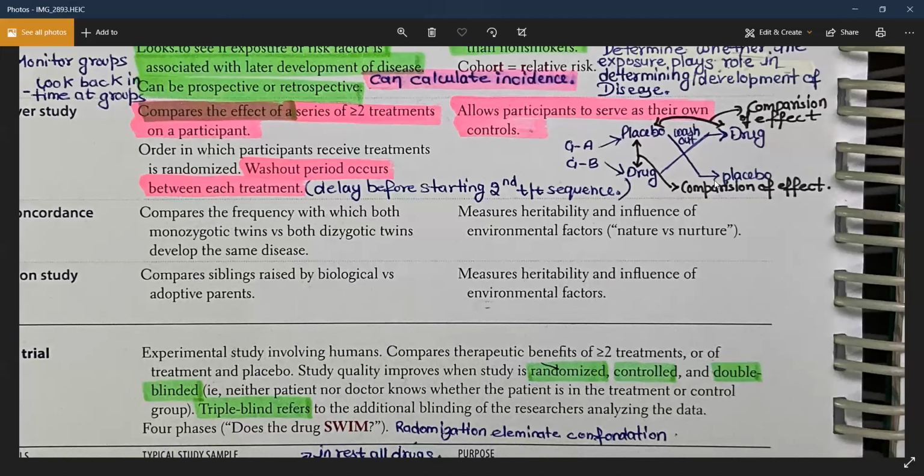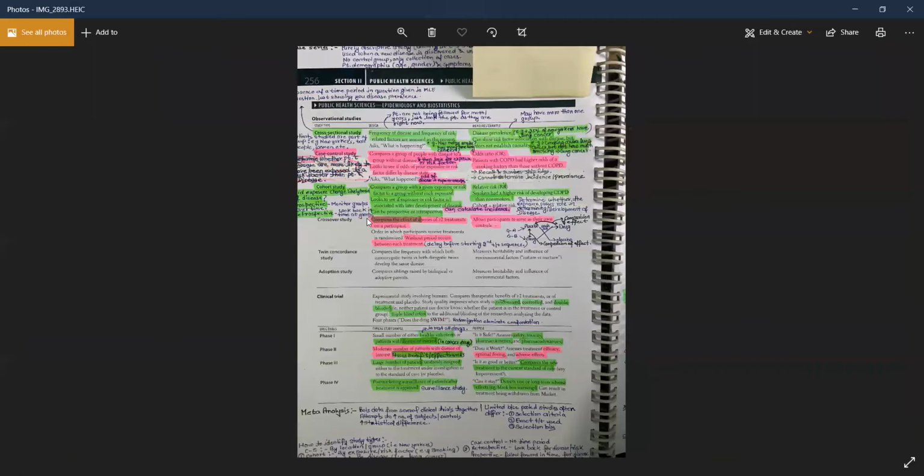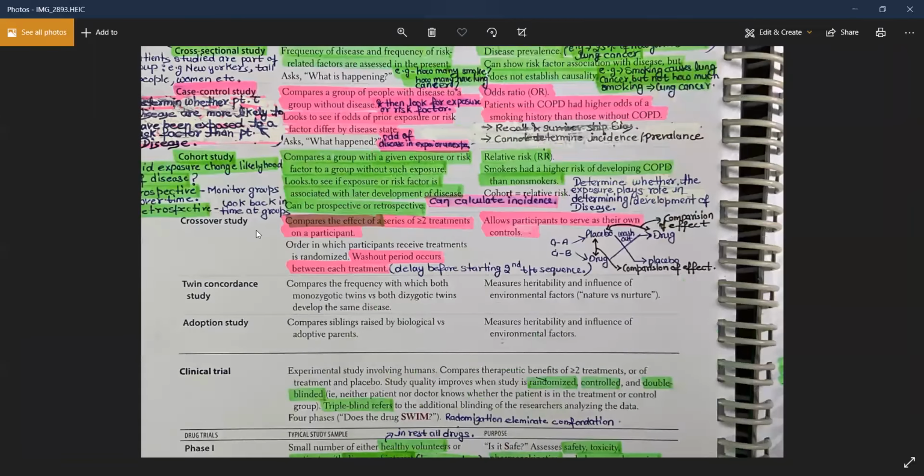And you can also compare the effects between the group A and group B by comparing these two groups. So you can either compare the group A from itself or group B from itself, or you can also compare the group A from group B. This is your crossover study, and this washout period is a must in both the groups.